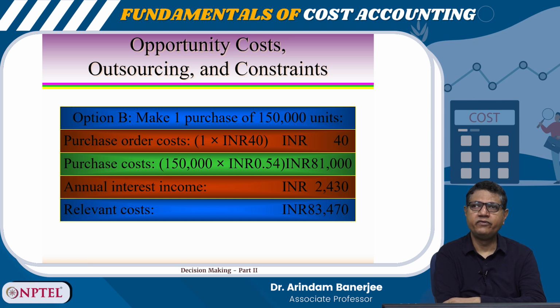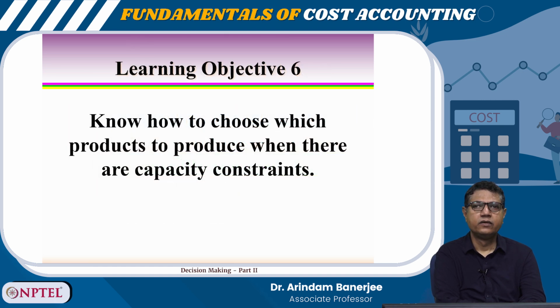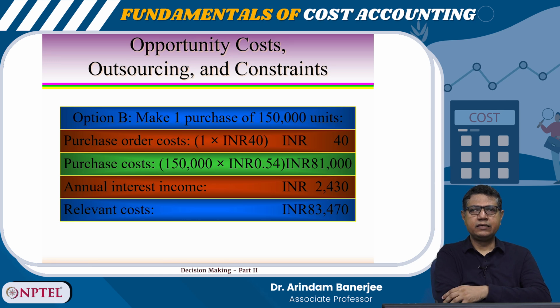Fine. And option B is make one purchase of 1,50,000 units. So, if we do that, then purchase order cost is 1 into rupees 40, that is rupees 40. Purchase cost is 1,50,000 into 0.54, rupees 81,000. Annual interest income is rupees 2430. And relevant cost, if I make the total, it is 83,470. So, using this opportunity cost, we can decide whether a particular make or buy decision can be undertaken or not.